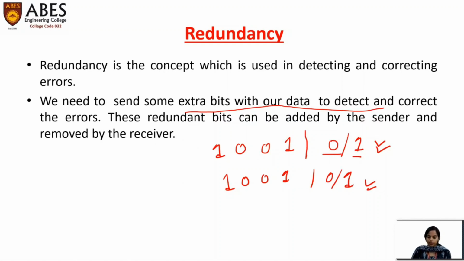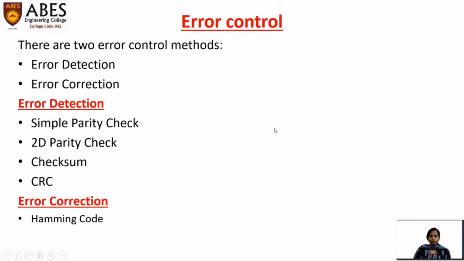Okay, so we'll discuss this in detail. Before understanding this, I would like to tell you about error control. We all know that error control is a responsibility of the data link layer, which is the second layer in the OSI model. Basically, we have two error control methods. First is error detection and second is error correction.